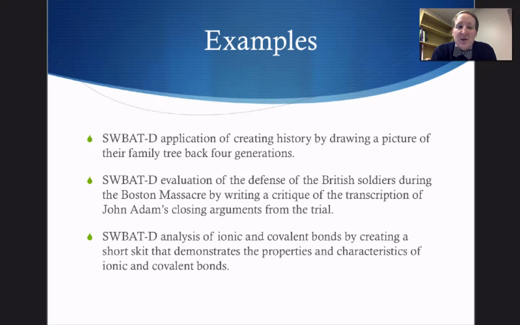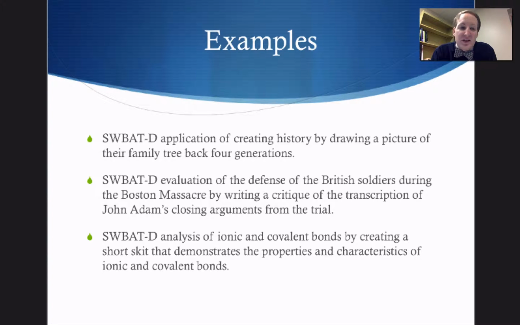Student will be able to demonstrate application of creating history by drawing a picture of their family tree back 4 generations. That's very clear. You know exactly what's happening in the classroom. You know exactly why they're doing it. Student will be able to demonstrate evaluation of the defense of the British soldiers during the Boston Massacre by writing a critique of the transcription of John Adams' closing arguments from the trial. Now clearly this is a higher level, probably 9th or 10th grade level objective, but you know exactly what's going to be happening in this class.